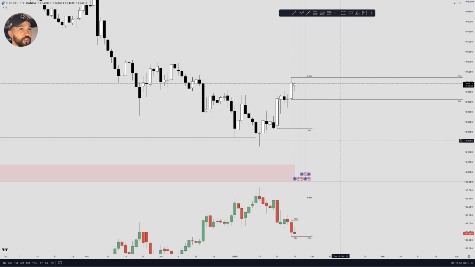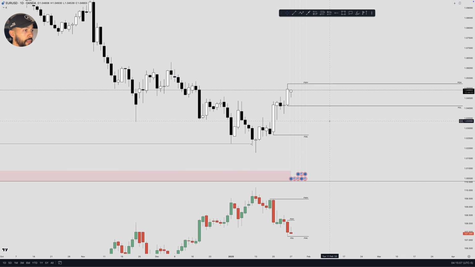We're going to start here on EU on the daily. We have EU on the top, DXY on the bottom. So what's the daily showing us? We're on to our new week. Now if we look at the previous day on Friday, you can see we had quite a bullish day, a bullish engulfing day.